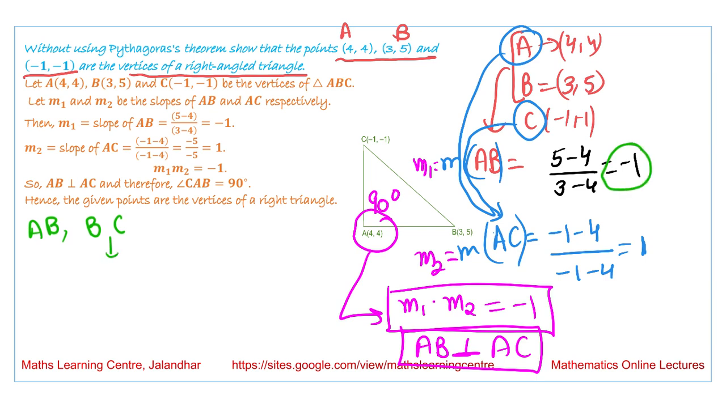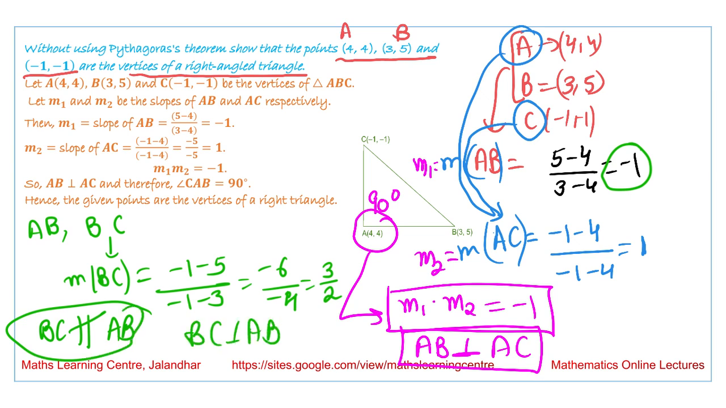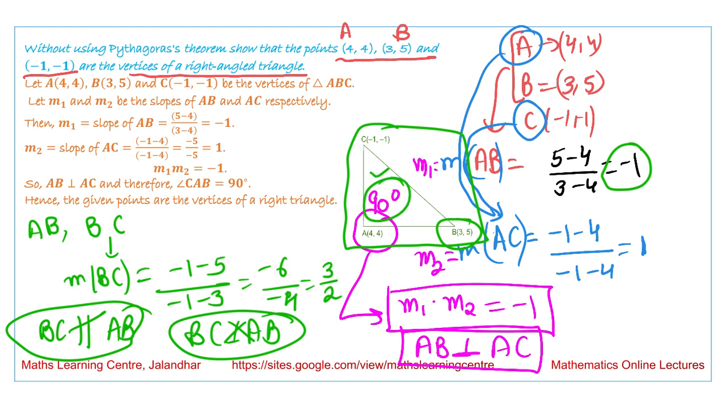If we calculate the slope of the line BC, the answer is (-1 minus 5) over (-1 minus 3). We get minus 6 by minus 4, so it is 3 by 2. Clearly, BC is neither parallel to AB nor perpendicular to AB. So it means that these 3 points form a triangle, and that triangle is a right angled triangle, right angled at 90 degrees.